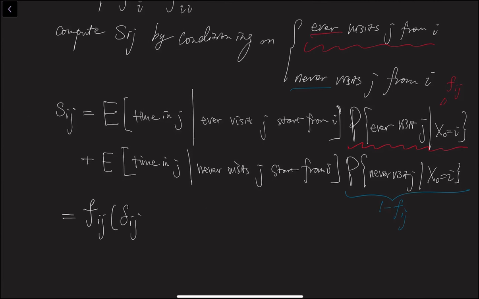And the second term is less obvious, but I'm going to first write down this term here, which is sjj. Because of the memoryless property of Markov chain, we don't care whether it starts from i or not, as long as this Markov chain ever visits j, we can start our clock at the time step where this Markov chain ever visits j. So this is the time in j starting from j.